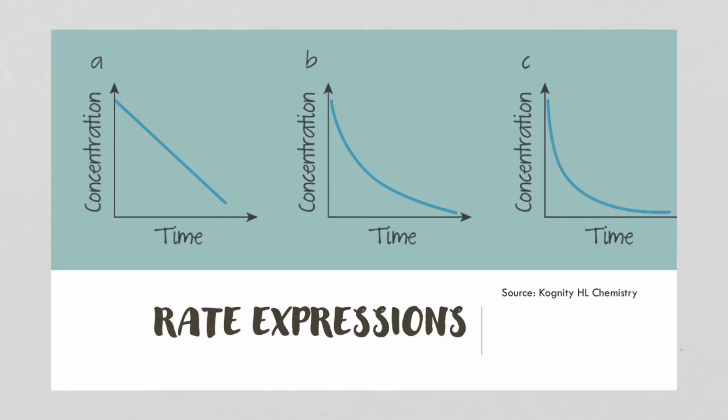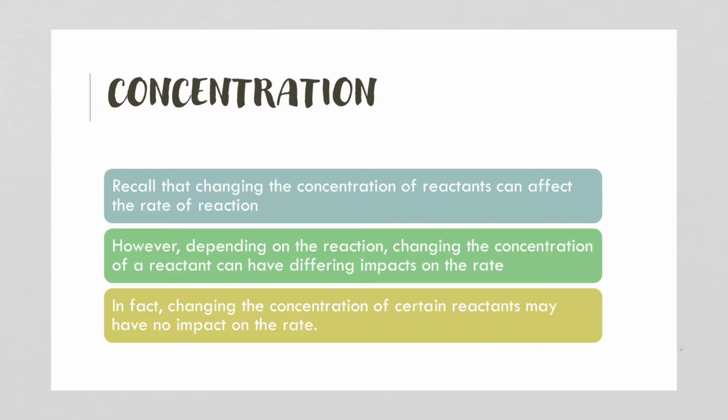In this video, we're going to learn about how to write rate expressions and learn about order of reaction. So if you go back to our lesson on rate of reaction, you'll remember that sometimes changing the concentration of the reactants can have an impact on the rate of the reaction. However, not all reactions will be affected by the concentration in the same way or at all. So changing the concentration of a reactant could actually have differing impacts on the rate.